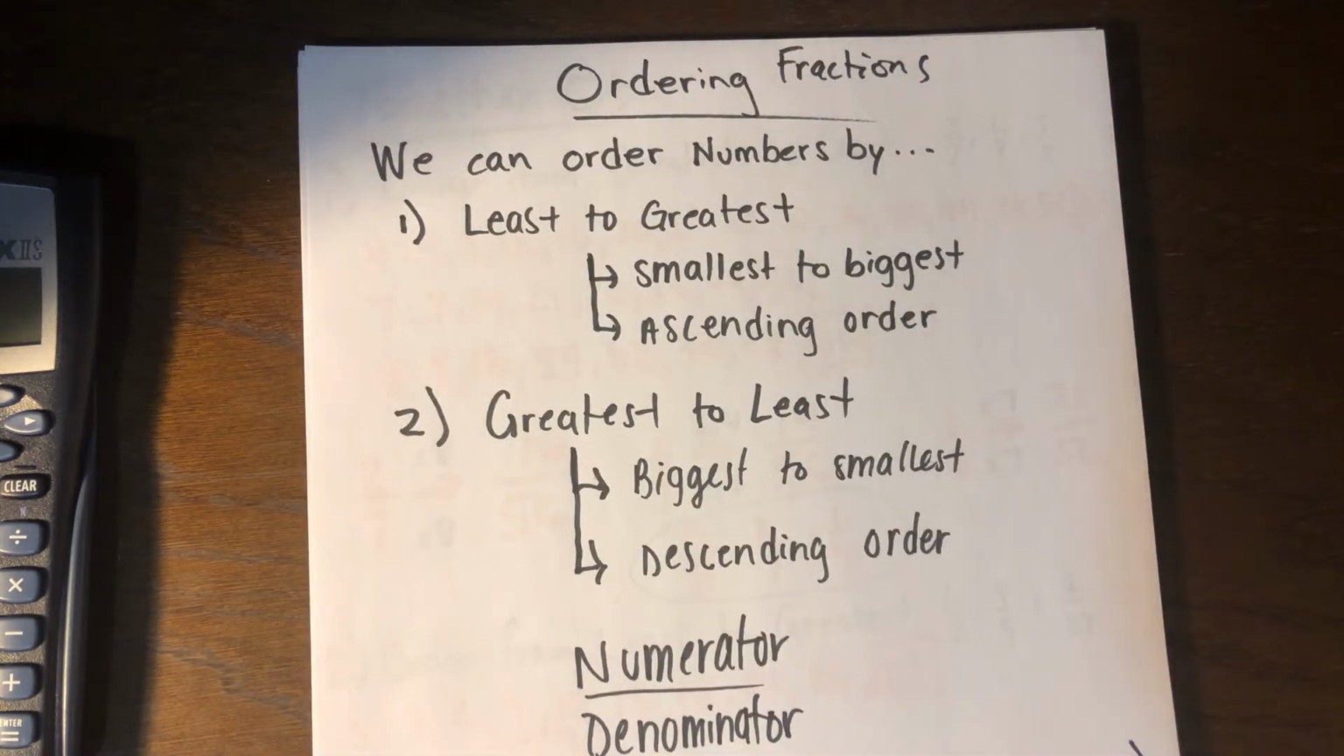We can order numbers by, number one, least to greatest, which means going from smallest to biggest, or they call it ascending order, going up. The next one would be greatest to least, which means going from the biggest number to the smallest number. This would also be called descending order, going down.